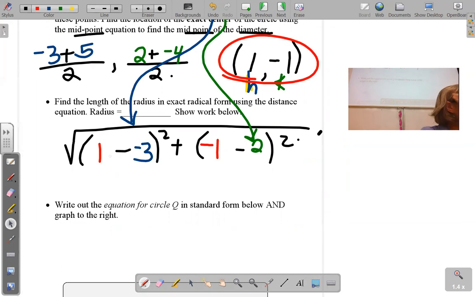1 minus -3 is -4. Squared, that would be 16. Abby, what is -1 minus 2? -3. Square it?